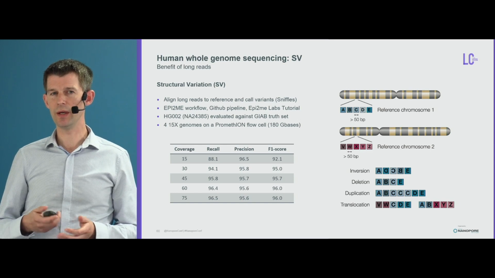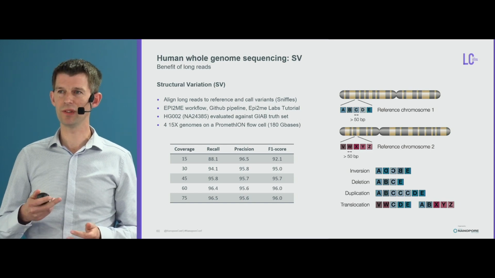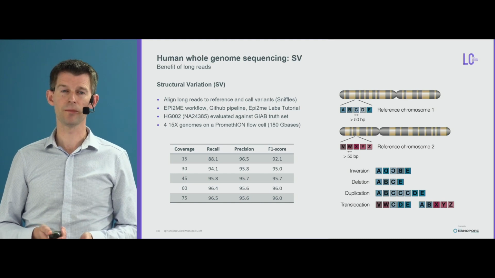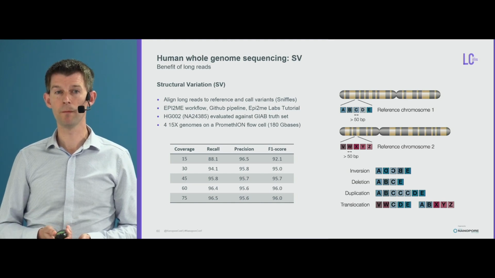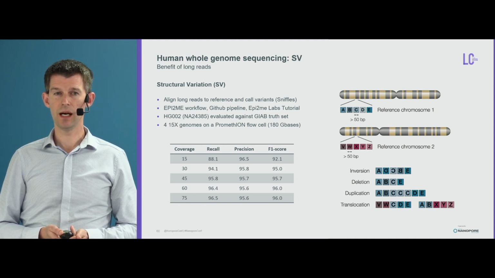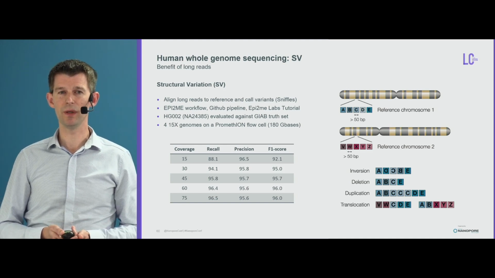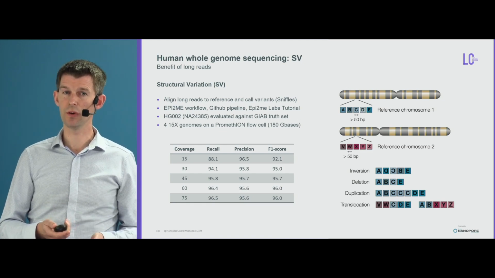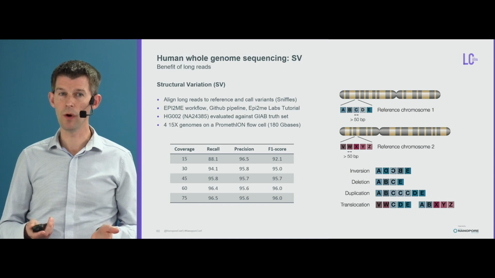So the way you analyze this is you align reads to the reference, and there's a particular tool called Sniffles you can use to call variants. That was a community developed tool. We've got a workflow for this in Epitome, point and click, simple as it can be. We've got a GitHub pipeline if you want to integrate into your own systems, and we've got Epitome Labs tutorials if you want to learn a little bit more about how that works.